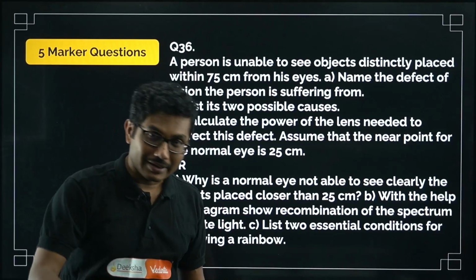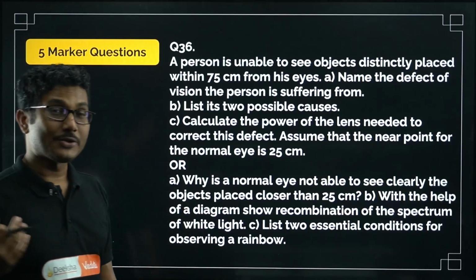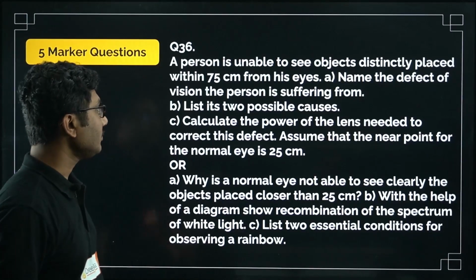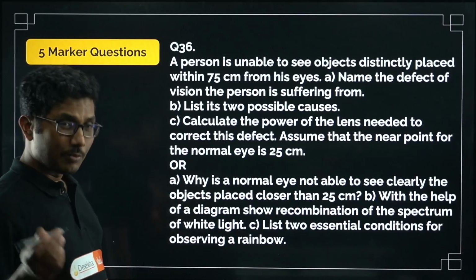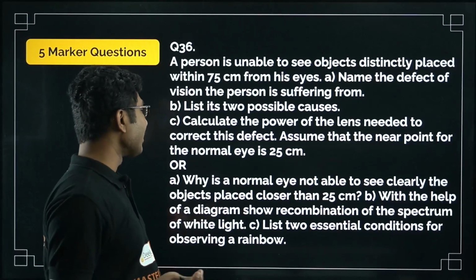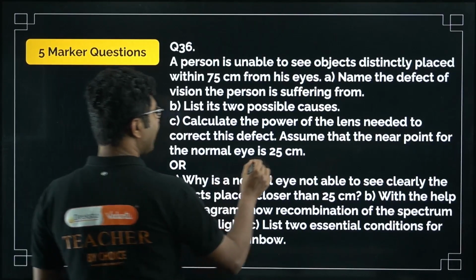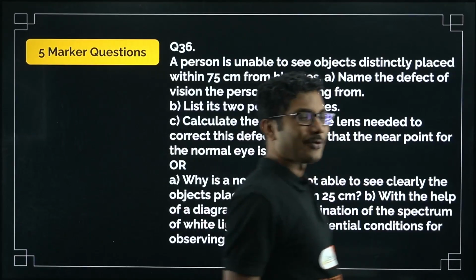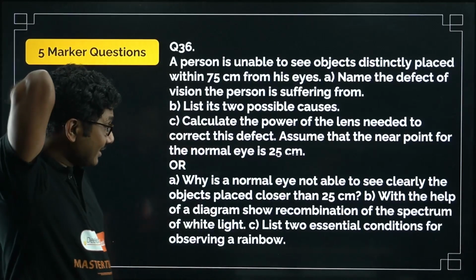Okay, what is the name of that vision problem? That problem is called farsightedness or hypermetropia. Name the defect of the vision the person is suffering from. List 2 possible causes. There are 2 possible causes. Calculate the power of the lens needed to correct this defect. Assume that the near point of the normal eye is 25 centimeters. So this is another hint that the near point has receded. Near point of the human eye has receded from 25 to 75 centimeter. So this is what they are saying.